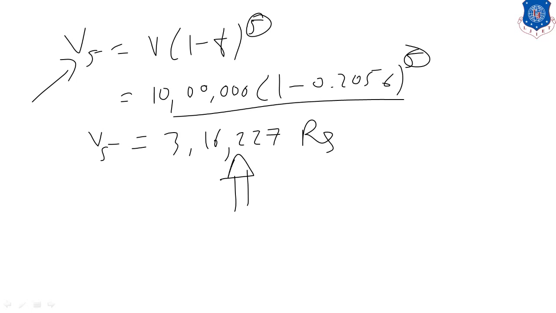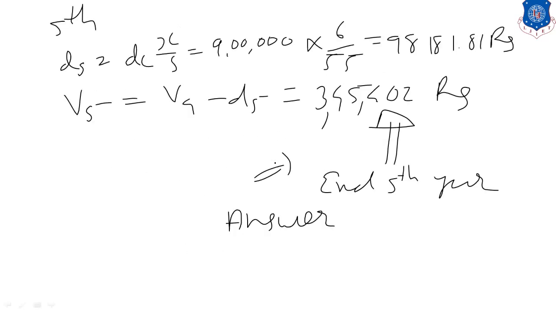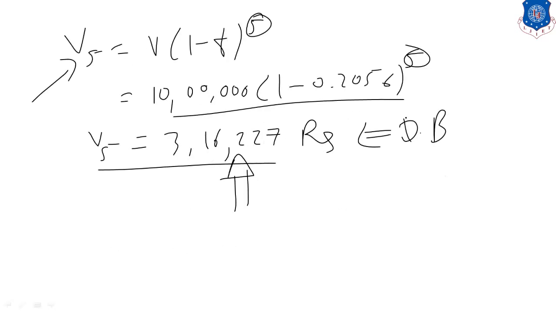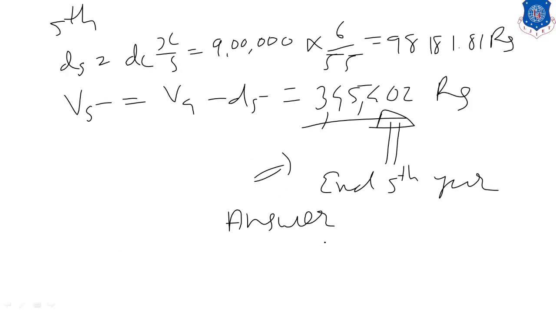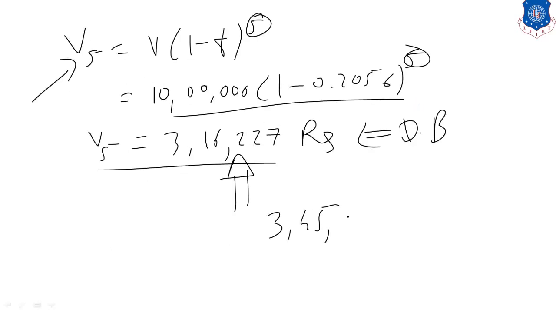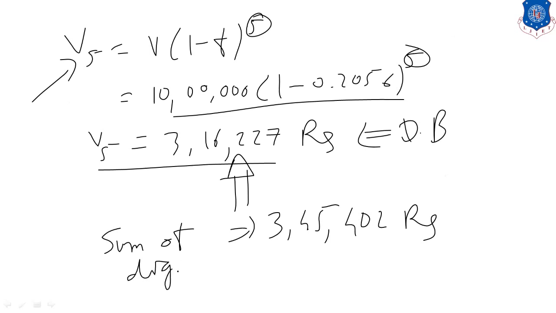So at the end of the fifth year, for that particular equipment, by the declining balance method we get the value 3,16,227, and for the sum of year digit method we get the value 3,45,402 rupees by using the sum of the digit method.